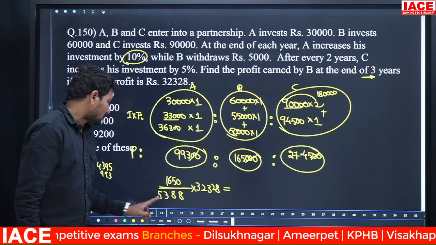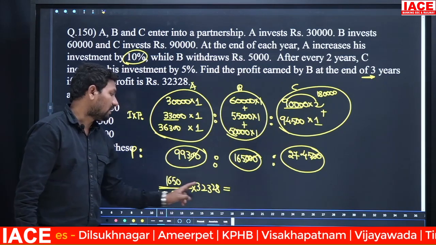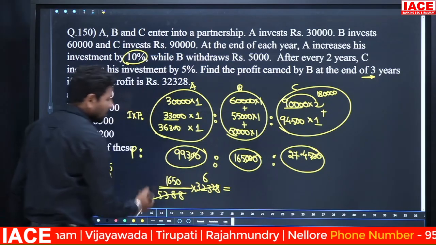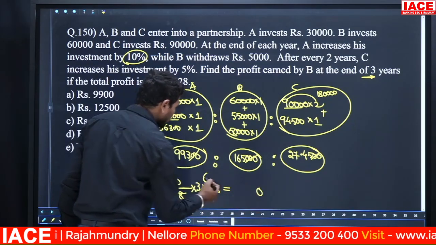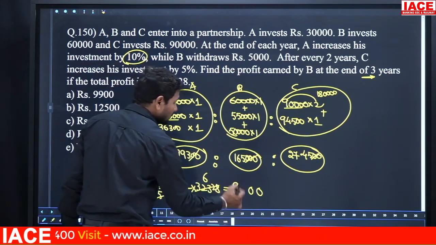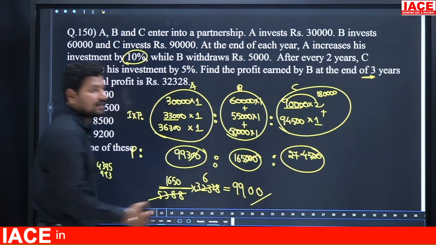Here 6 can be multiplied to get this value. How many times from here to here? 6 times. 6 will be multiplied. 6 into 0 is 0. 6 times 5 is 30, carry forward 3. 6 times 16 is 96, and 96 plus 3 is 99. So the answer is 9900.